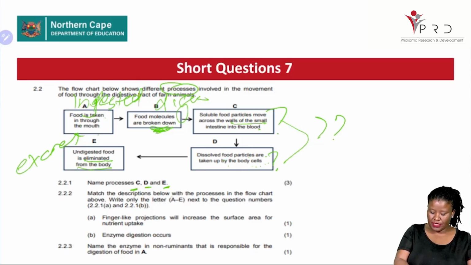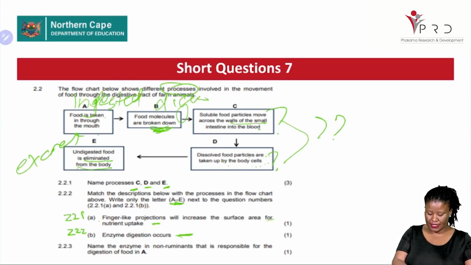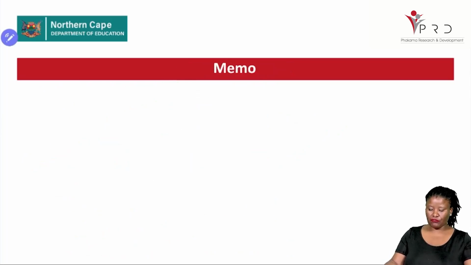Match the description below with the process in the flow chart above. Write only the letter. It is important to respond to the question. Next to question number 2.2.1, which means this is 2.2.1, this is 2.2.2. Finger-like projections increase the surface area for nutrient uptake. Enzyme digestion, where is it taking place? Name the enzyme in the non-ruminant that is responsible for the digestion of food.